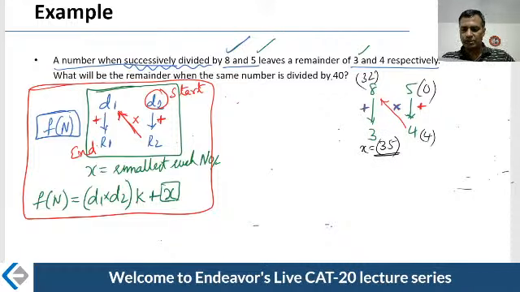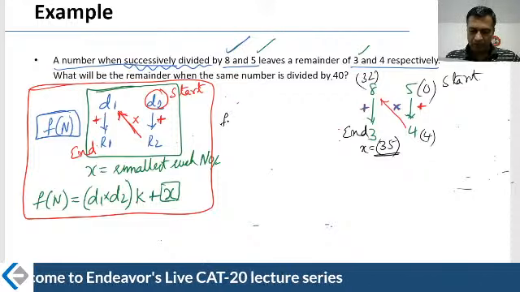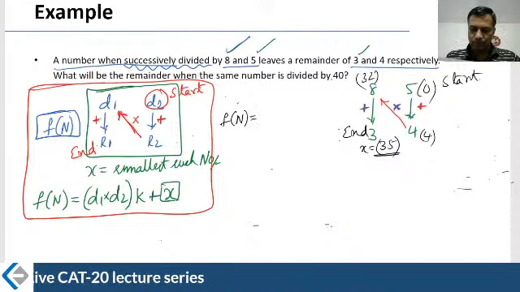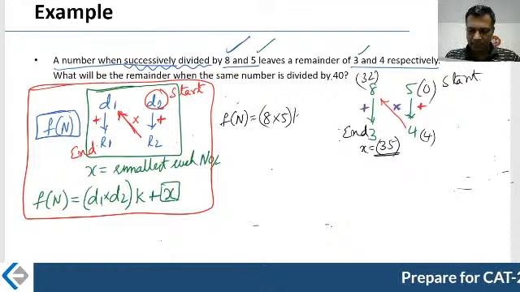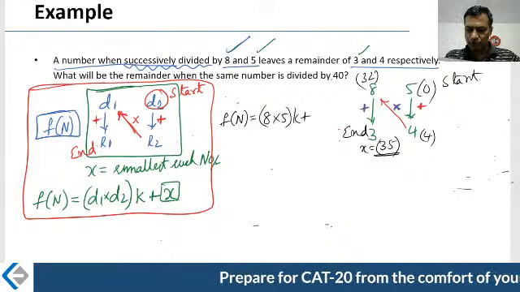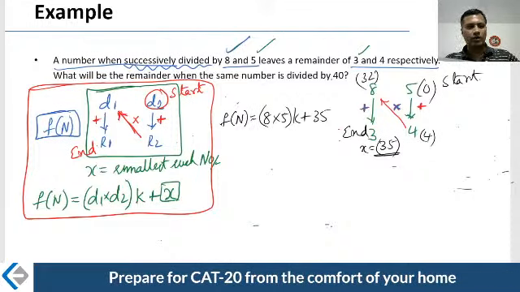Now, this is the starting point. This is the start, and you hit this number, which becomes the end. At the end, what did I get? 35. The smallest such number is 35. So you are now finding the family of all such numbers. The family of all such numbers is nothing but the product of the divisors, 8 into 5, k times, plus the smallest such number that you found out, 35. Therefore, what is the general form, friends? The general form for this case is going to be 40k plus 35.